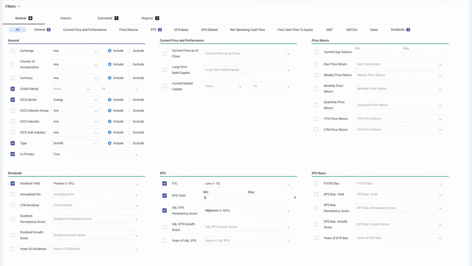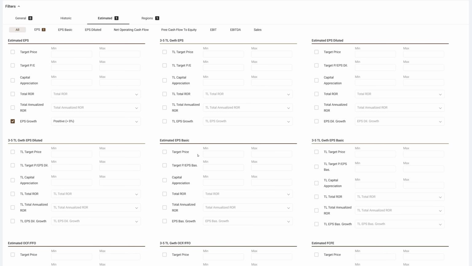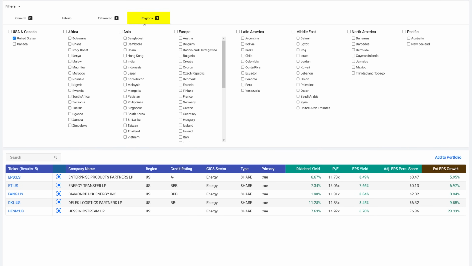Okay, and then on looking for other metrics, if I went into the estimated sector here, I looked for earnings growth that was positive, and then I limited this to the United States. Okay, I didn't include Canada in this. All right, and what I've got here was I got 5 stocks. Okay, that was for income.